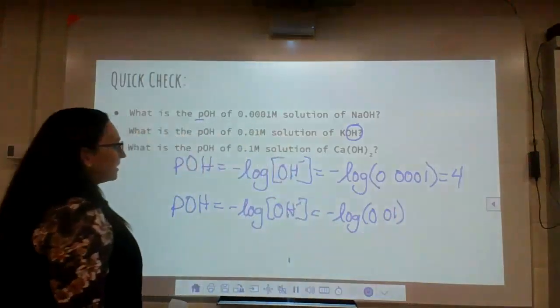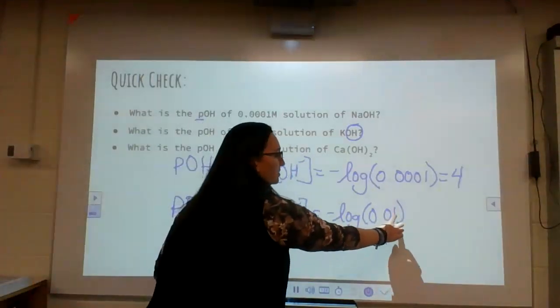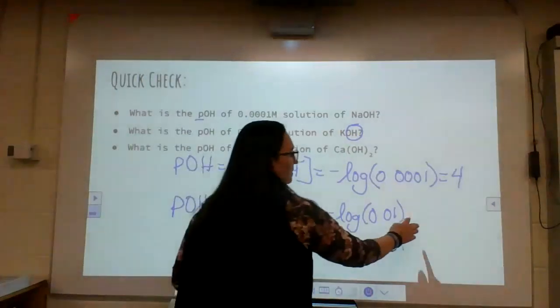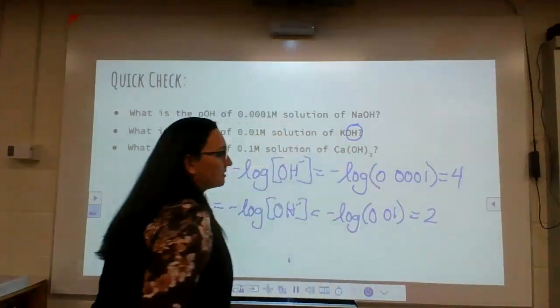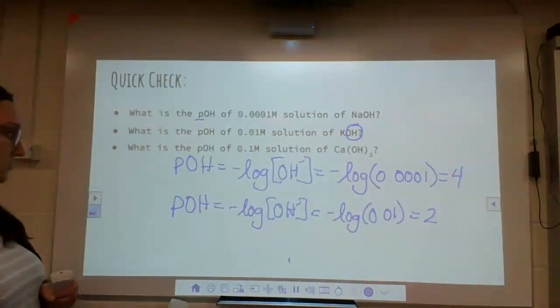And my 1 is 2 places after the decimal. So the pH is 2. Or I'm sorry, pOH is 2.